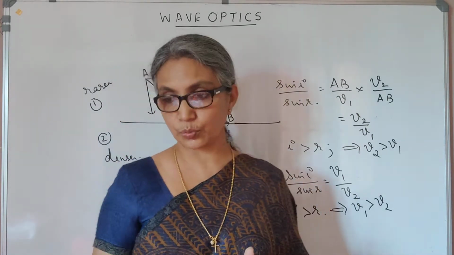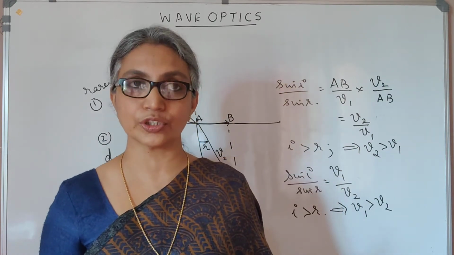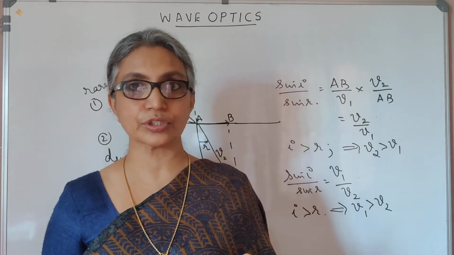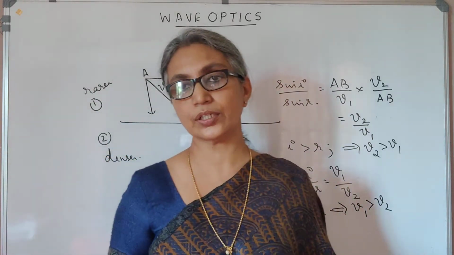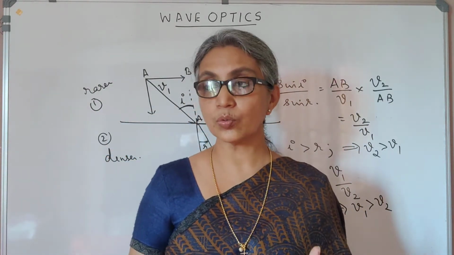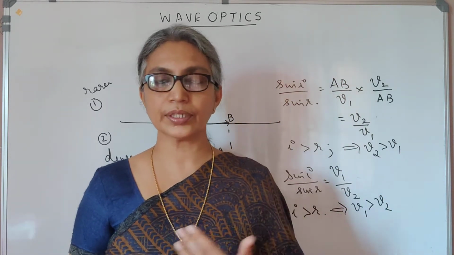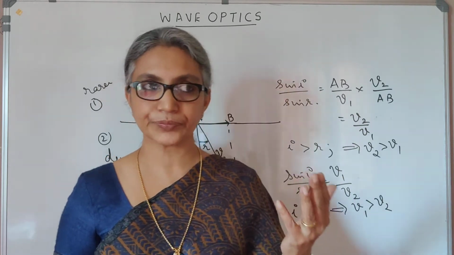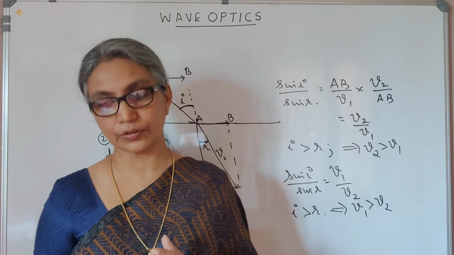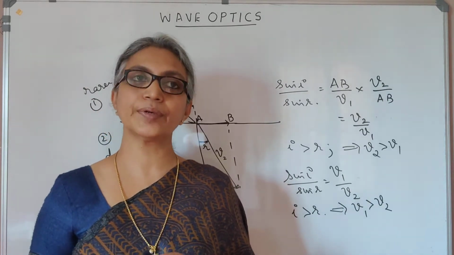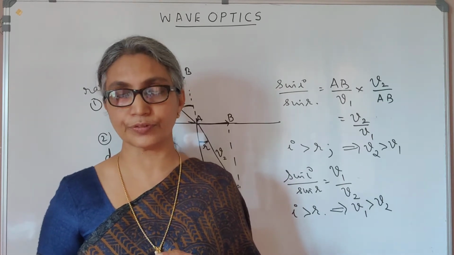There are other phenomena which we will be discussing in this chapter, like interference, diffraction, polarization, and even refraction, which can only be explained successfully on the basis of wave nature. So now we have come to accept the dual nature of light, where some phenomena exhibited by light can only be explained using particle nature, and other phenomena can only be explained using the wave nature of light. And so now we accept the dual nature of light.